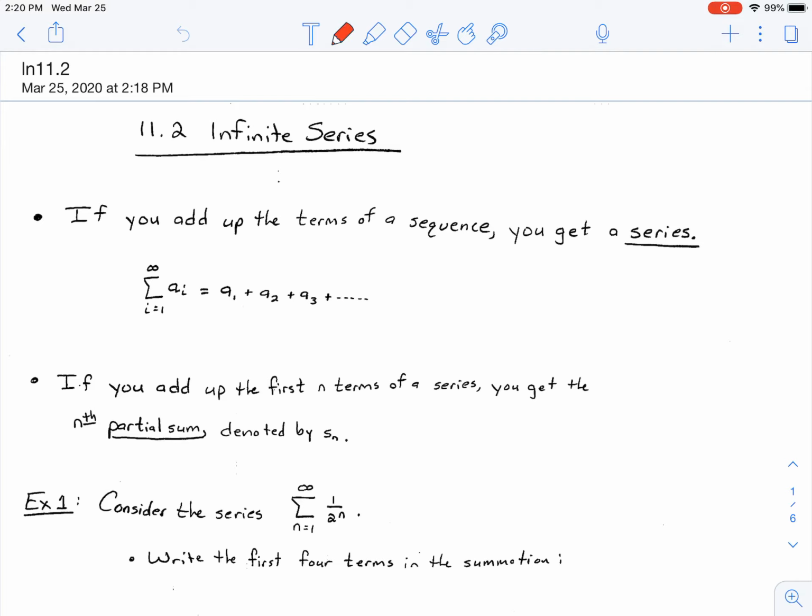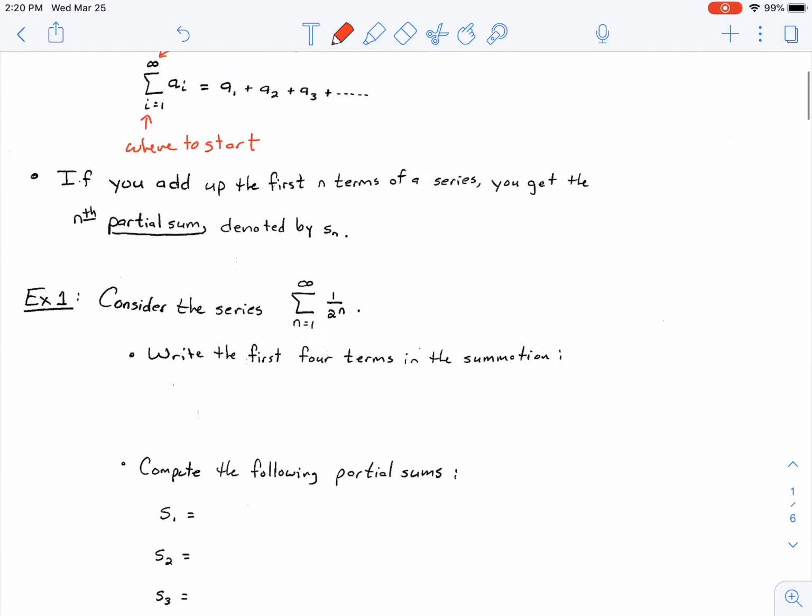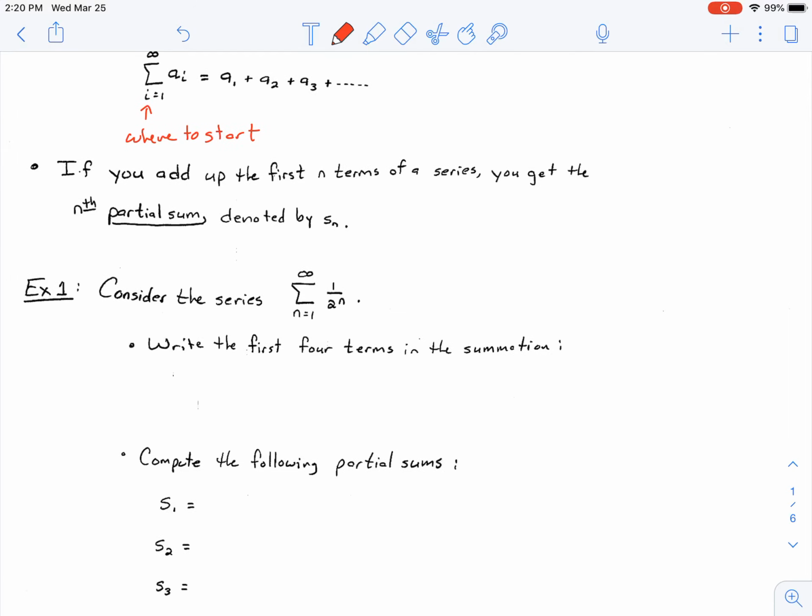You should have seen sigma notation somewhere before, but just as a reminder, the thing down here tells you where to start, and this up here tells you where to stop. Of course, if it's infinity, then you don't stop. If you add up just the first n terms of a series, you get the nth partial sum, which is denoted by S sub n.